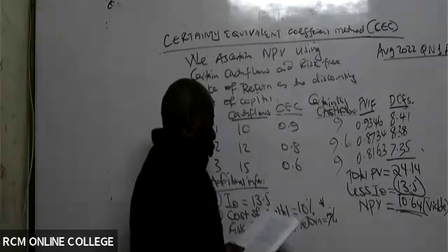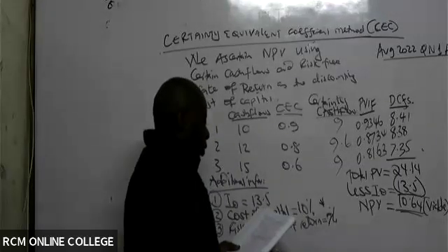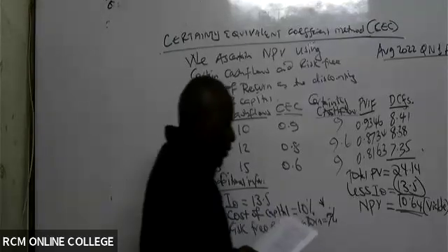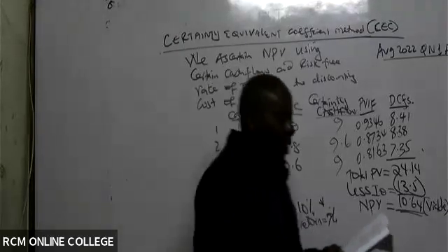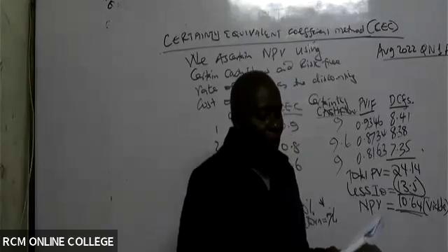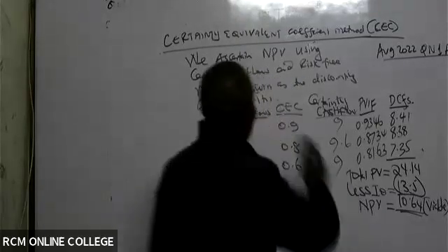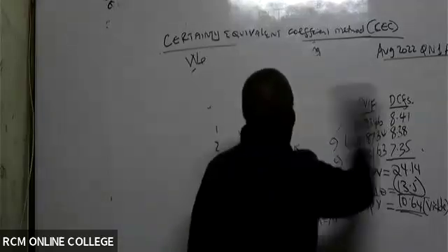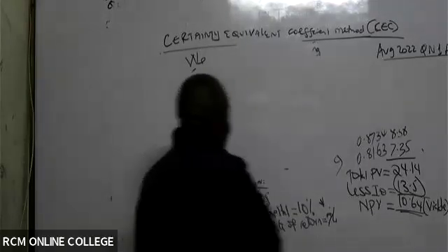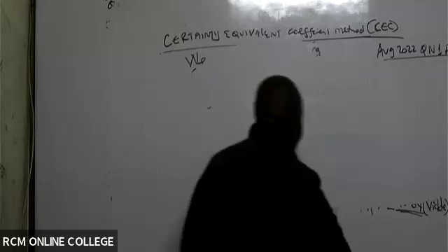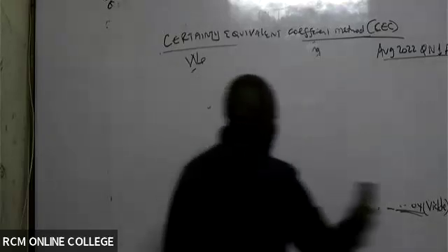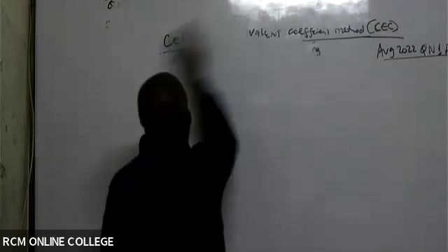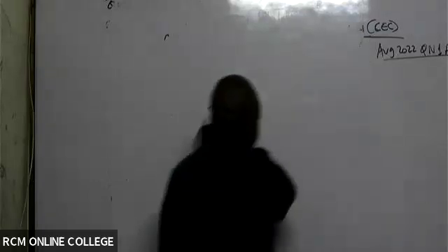So then we go to August 2022, question number 1A. A project requires an initial investment of 500,000. It is expected to generate cash inflows of how much? 200,000, that is what we expect to get.